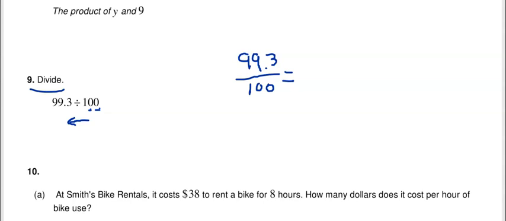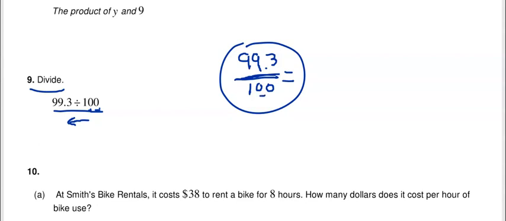The other way you can show this is 99.3 divided by 100, which could also be written as a fraction, 99.3 over 100. Then again, you just move the decimal over 2 places because there are 2 zeros in 100, which simply makes the answer 0.993. Oftentimes people will put a 0 before the point so you can clearly see there's a decimal right there: 0.993.